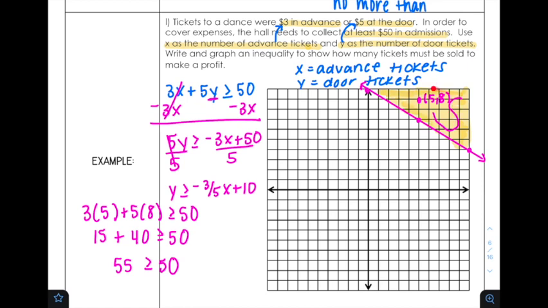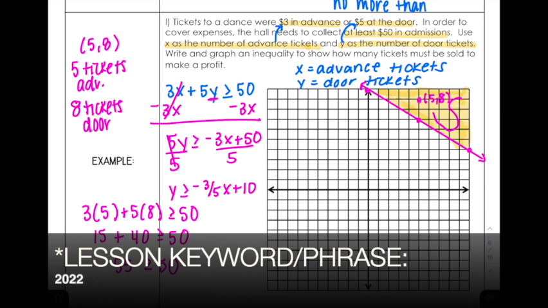All possible values here are the number of total tickets to get you at least $50. So if I sold, again, X is going to be my advance tickets. So this point 5, 8 represents 5 tickets sold in advance and then 8 tickets sold at the door will get me $55, which is hitting my goal of 50 or above. So that's what your solution would represent, that point. 5 tickets were sold in advance and 8 tickets were sold at the door.